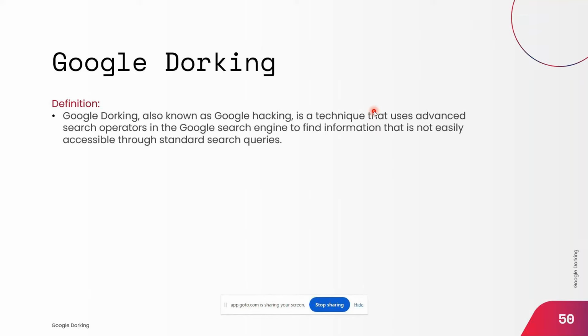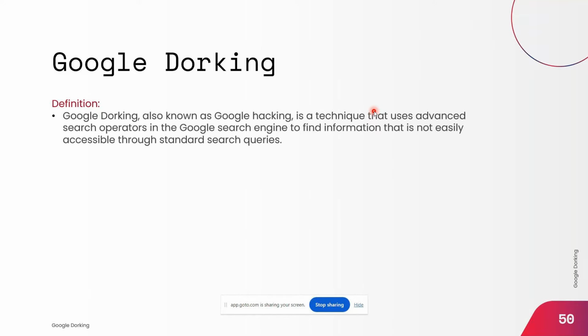So that's where we use Google dorking. Google dorking is also known as Google hacking, which is a technique that uses advanced search operators in the Google search engine to find information that is not easily accessible through standard search queries, right? What we do is apply these advanced search operators on the search engines to narrow down the result.